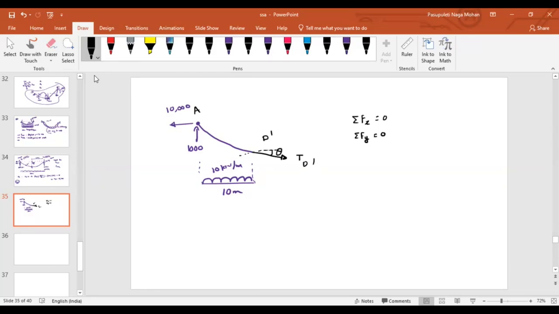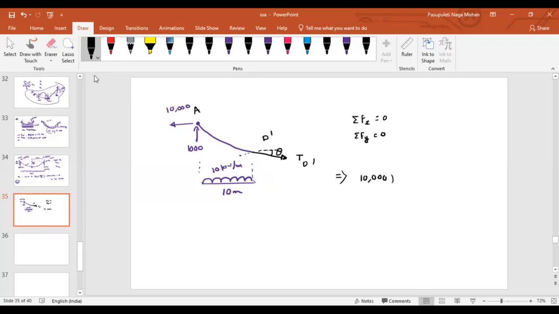Now, how can you say then? What will be the equation if you take summation of forces along x equal to 0? Along x equal to 0, how many forces are there? 10,000, 10,000.